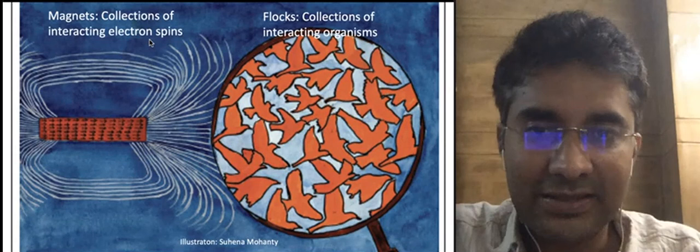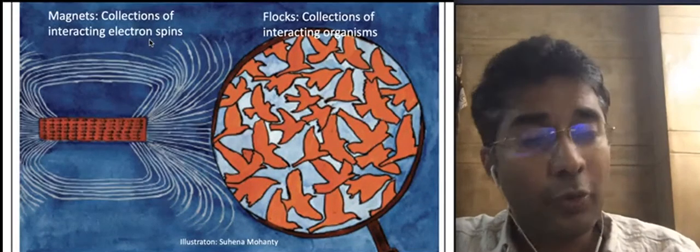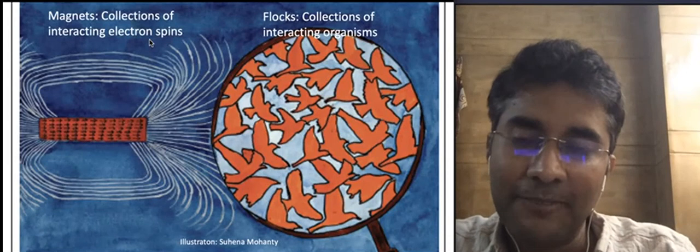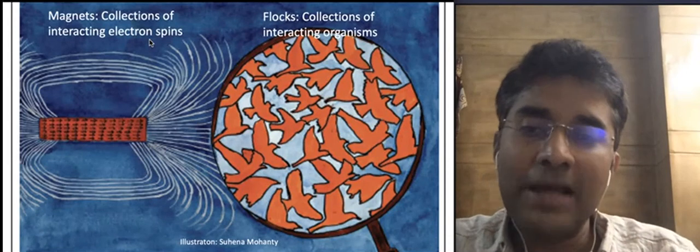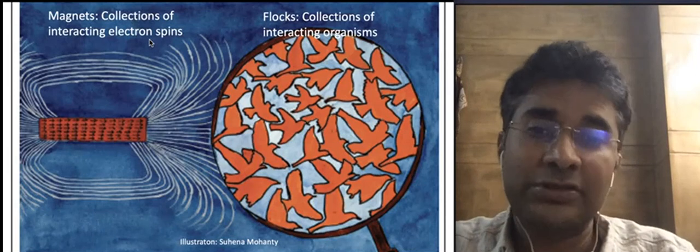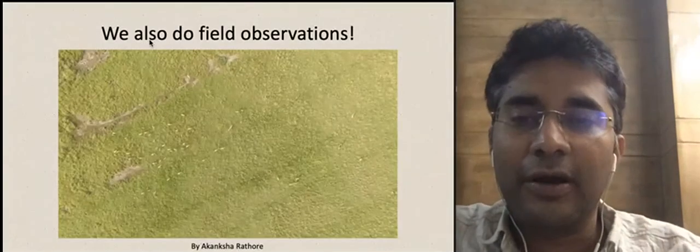Okay? So instead of electrons, what we have is a collection of living organisms who are also interacting. Therefore, there is not only a conceptual parallel, we find that there are mathematical parallels of how magnets work and how fish schools and bird flocks move in unison.